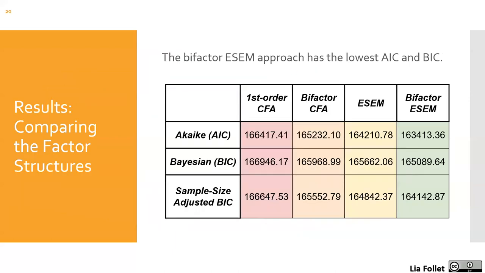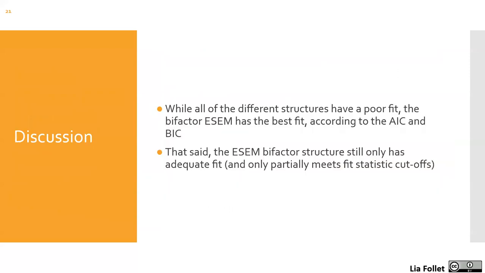But of course, we can't say which model is better without looking at the AIC and BIC. As you can see, the bifactor ESUM has the lowest AIC and BIC of all the models, and therefore would be considered to have the best fit. So what does this mean? All the factor structures have poor fit, but the bifactor ESUM has the best fit of all of them.